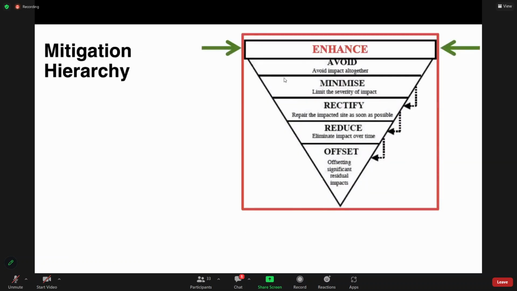So if you look at it in a different way, we are trying to move from just focusing on offsetting negative impacts, to reducing them, eliminating impacts over time, and then to rectify them, to minimize them altogether by limiting the severity of those impacts, or then to avoid the impact altogether, and finally to enhancing things.